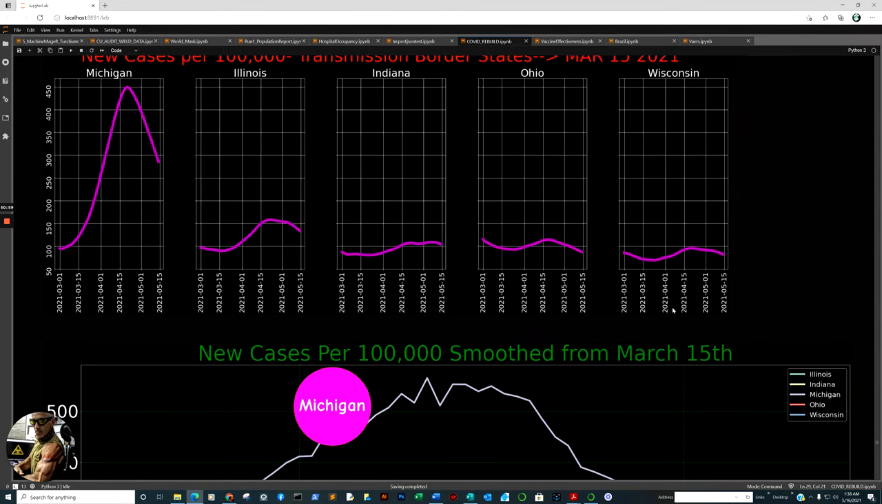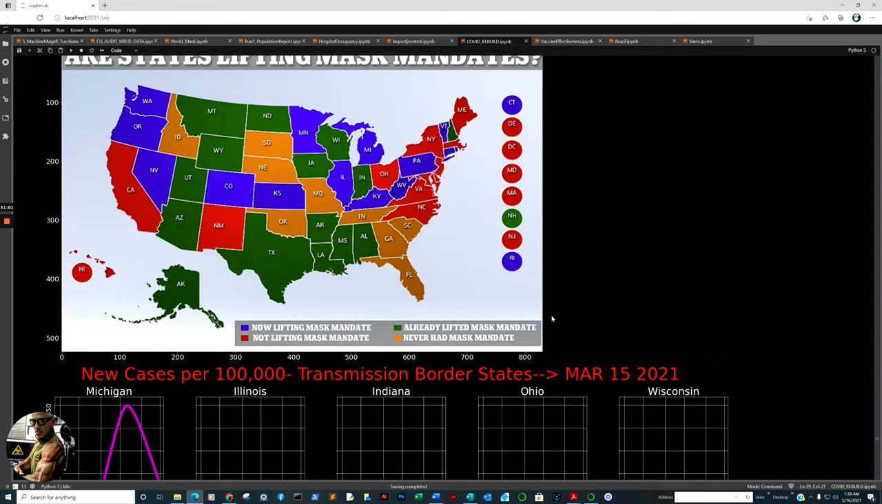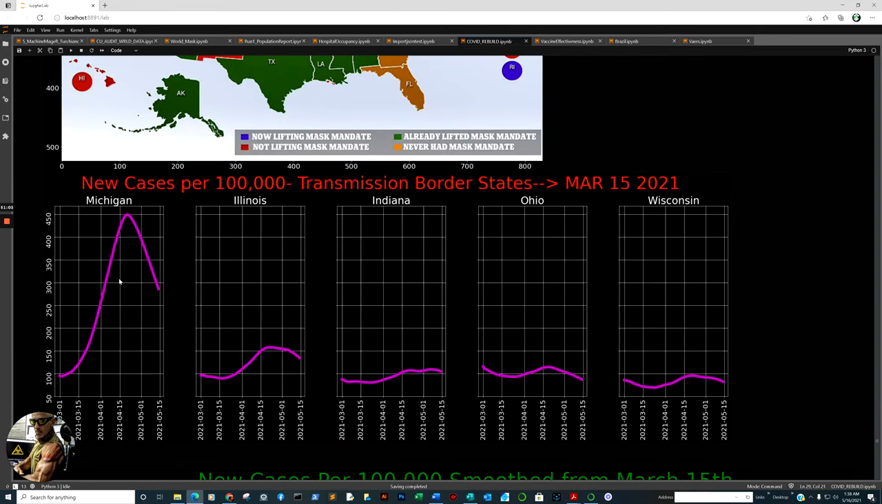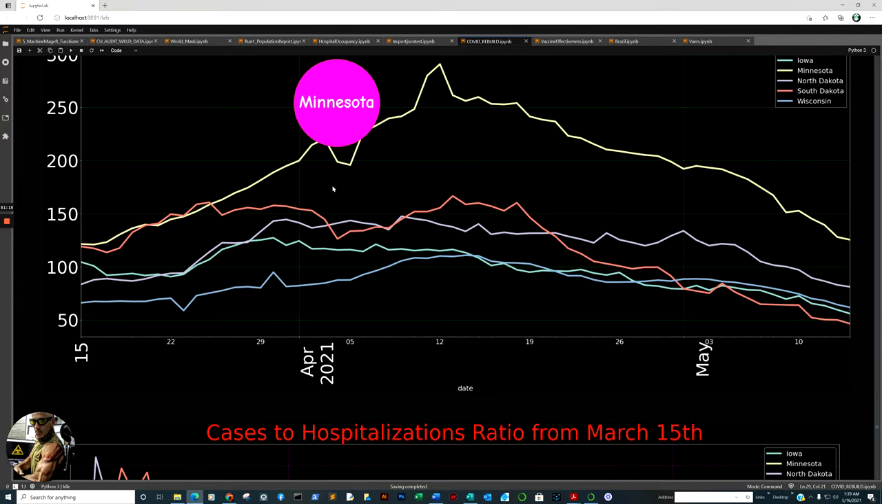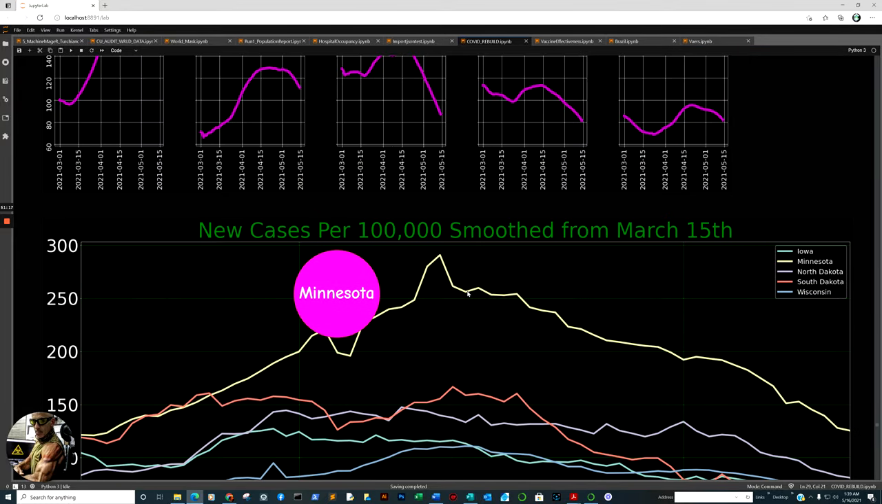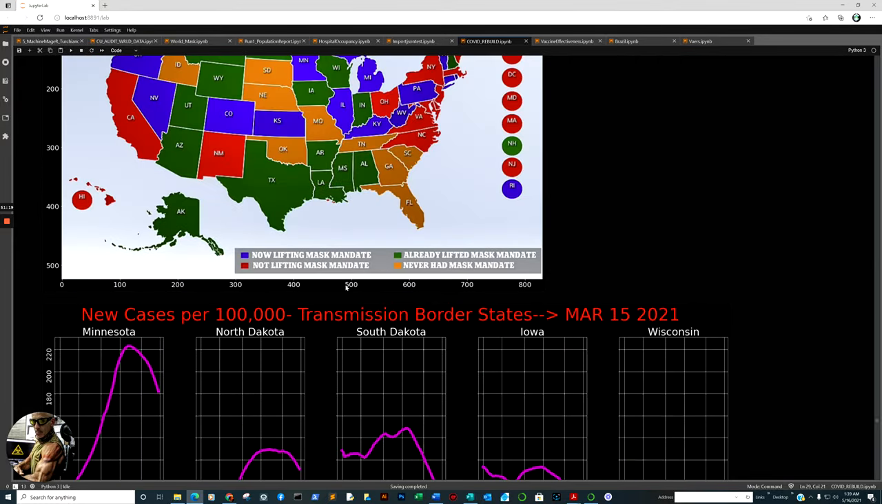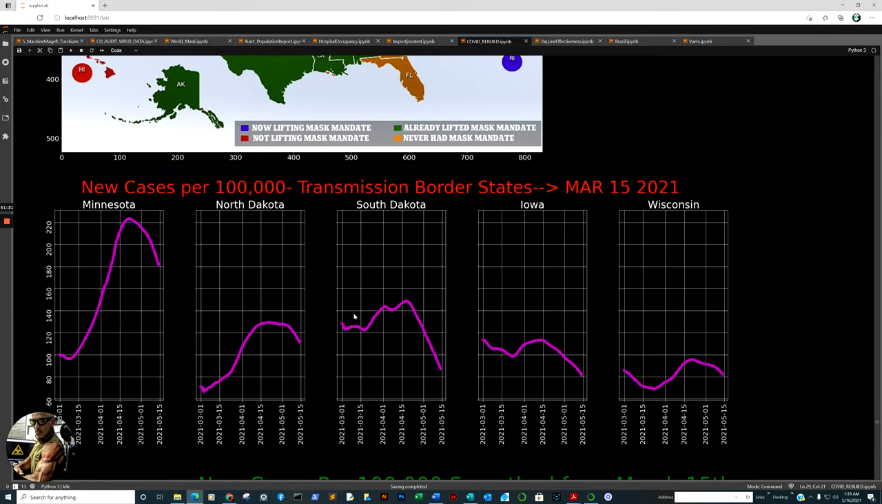Let's go straight to Michigan. All right, right here, what are we looking at? Michigan, right there. And there are its neighboring states. Nothing's happening. Michigan's beginning to drop, as these are cases. Now they dropped their mask mandate. Interesting. Let's go back to Minnesota. All right, Minnesota. Now, this was interesting because the neighboring states, none of them had mask mandates.